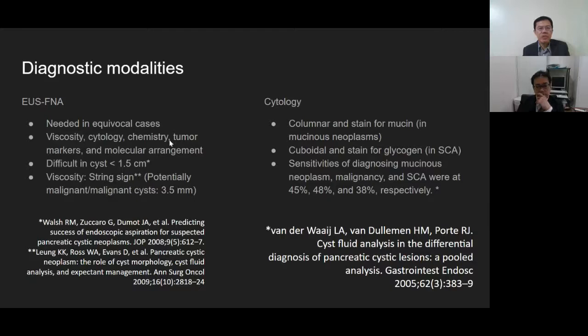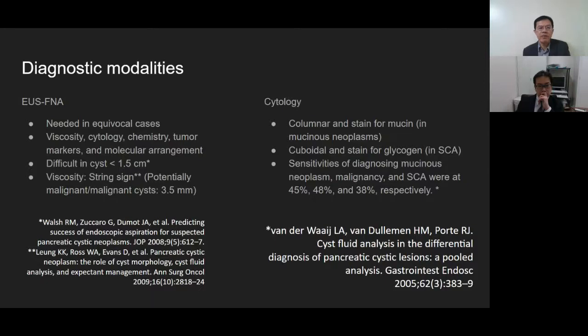And what we look at in the specimen obtained from the FNA, typically, is the viscosity. If the viscosity shows a very short string length, then it's likely serous fluid. But if it shows a very long string, longer than 3.5 millimeters, it suggests a mucinous lesion. So that can help us in some situations as well.